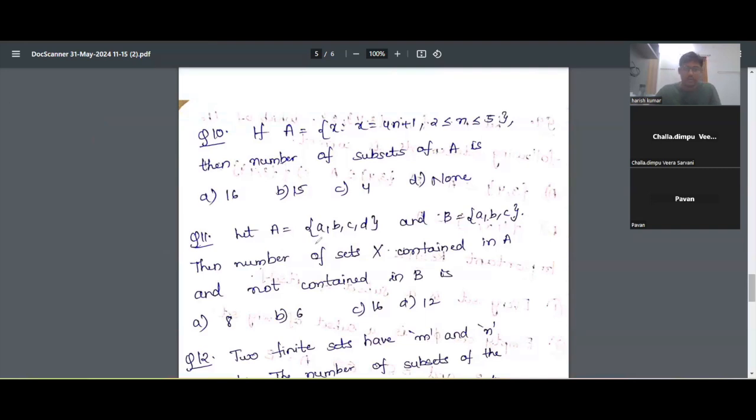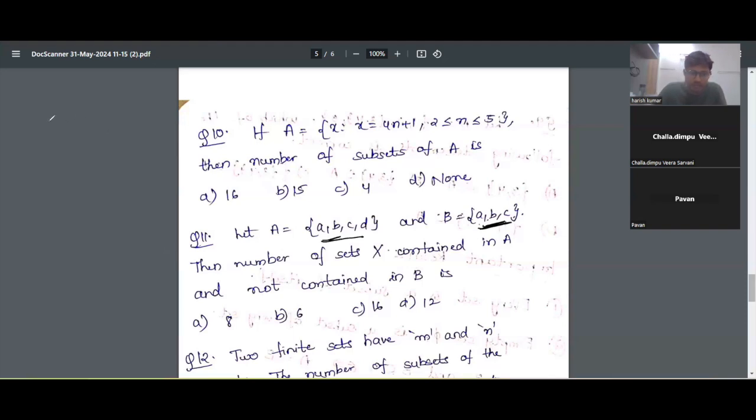Let A be {a, b, c, d} and B be {a, b, c}. Find the number of sets X contained in A but not contained in B. How can we find this? That means they should be subsets of A, but they should not be subsets of B. So what can I do? I can simply find the total number of subsets of A and then remove the subsets of B. Why? Because all the elements of B are contained in A, so all the common subsets can be eliminated. Then I'll have the remaining subsets.